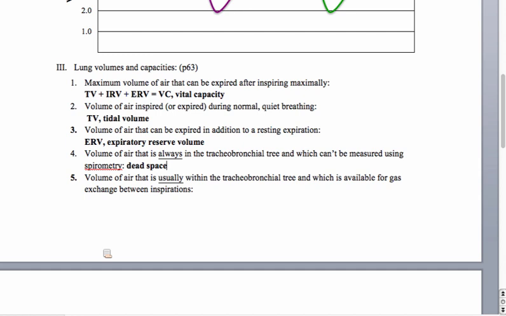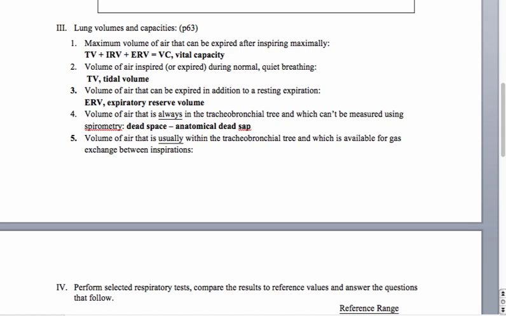And then the volume of air that's usually within the tracheobronchial tree, which is available for gas exchange between inspiration. So we have two types of dead space. We have our anatomical dead space, and then the part that's actually available is the physiological dead space. The difference between these and other types of capacities is that this is what's in the tracheobronchial tree, whereas something like residual volume is looking at the amount that's in the lungs that's sort of not coming back out.